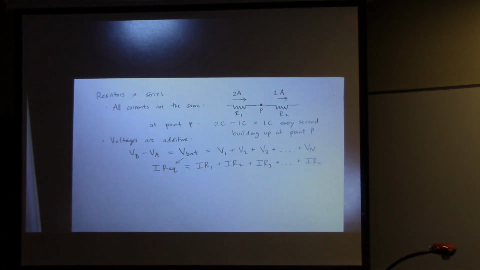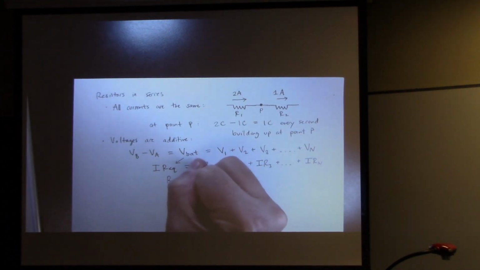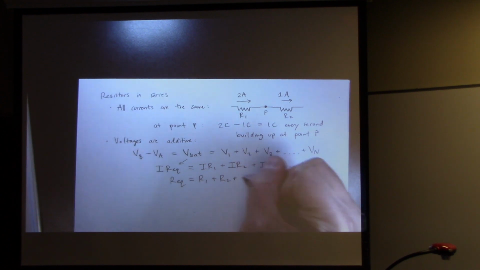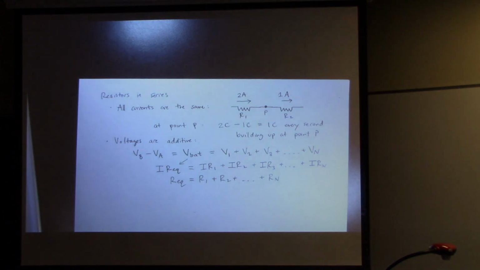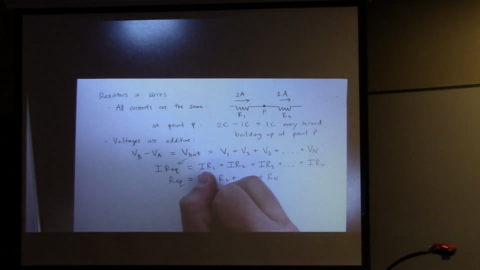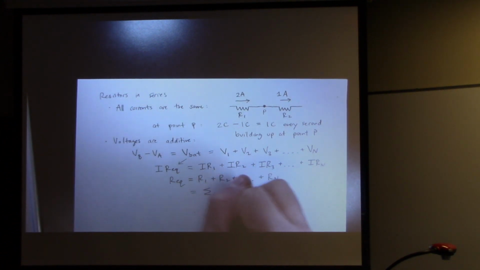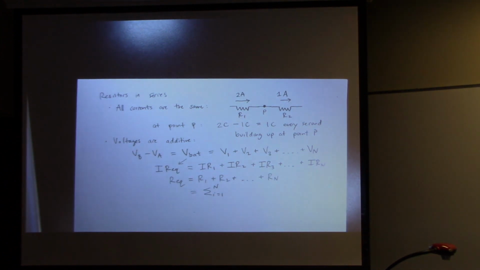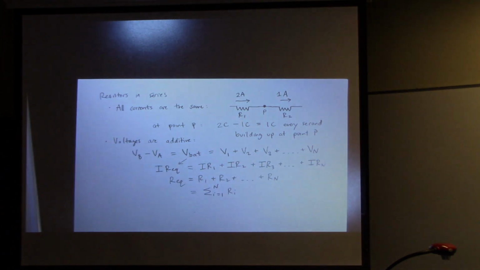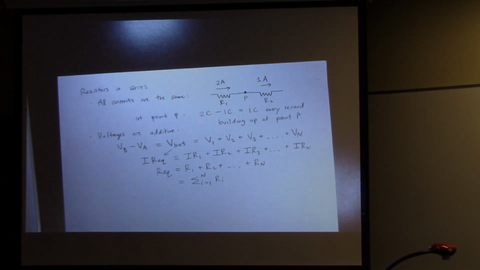So how about we just drop the current out of this expression altogether to say that Req is equal to R1 plus R2 plus, you see where this is going, all the way to the last one. So that's my equivalent resistance for a bunch of resistors wired together in series. If I want to write this in a more compact way, it's the sum from i equals 1 to n of R sub i. Just add all of the resistances, you get the equivalent resistance.